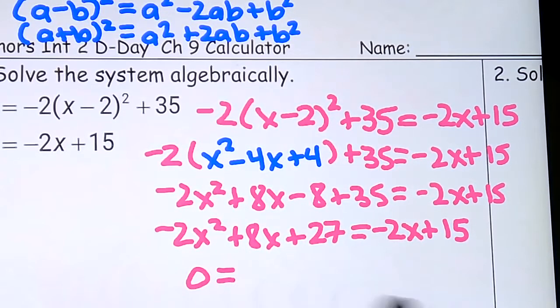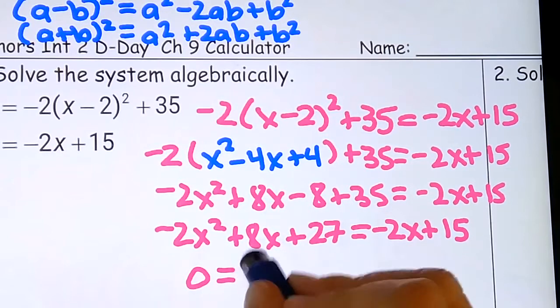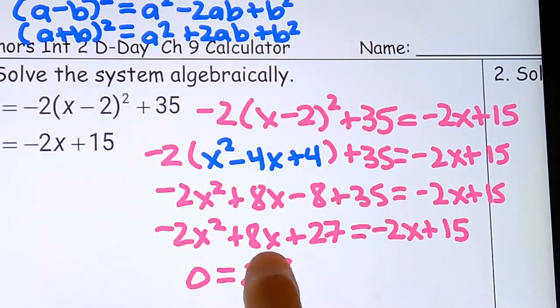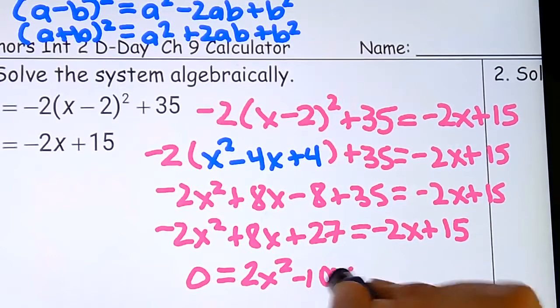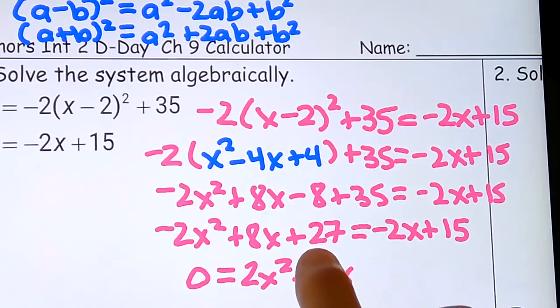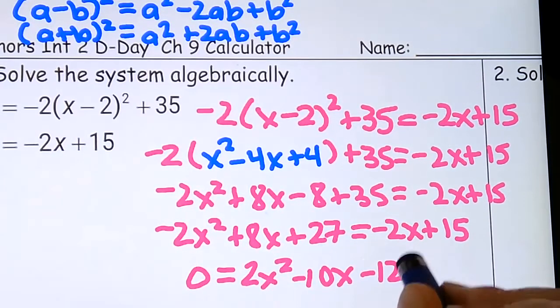So I am going to do this. I'm going to get 0 equal. Again, I'm going to take this to the other side. So now it's going to be a positive 2x squared. I'm going to take this, so it's going to be a negative 8x, and a negative 2x is a negative 10x. I'm going to take this to the other side, so I'm going to minus 27. I minus 27 from 15, I get a negative 12.